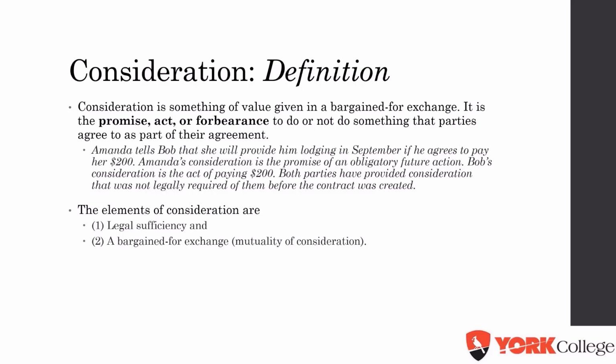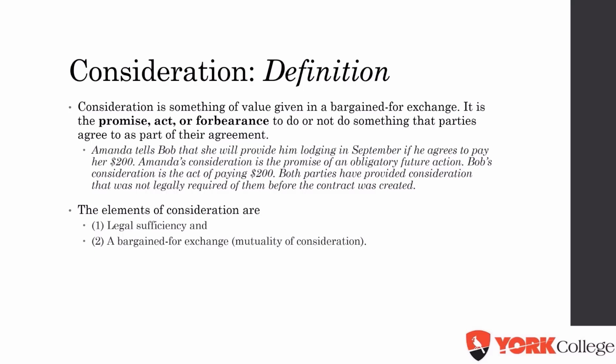Amanda tells Bob that she will provide him lodging in September if he agrees to pay her $200. Amanda's consideration is the promise of an obligatory future action. Bob's consideration is the act of paying $200. Both parties have provided consideration that was not legally required of them before the contract was created.